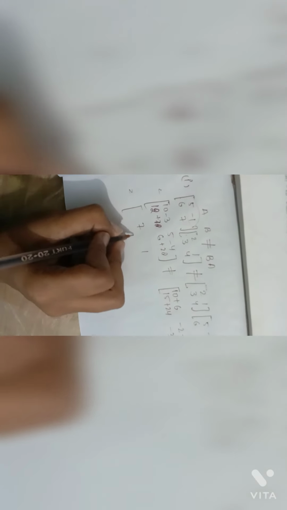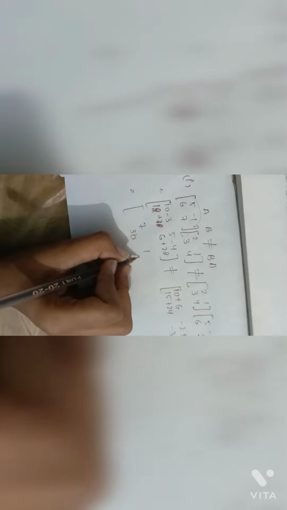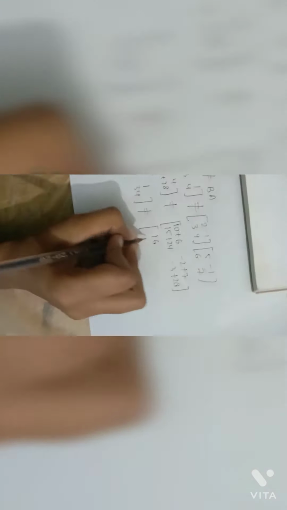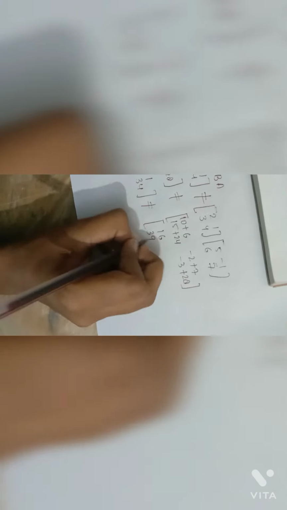2 into 5 is 10 plus 6, minus 2 plus 7, 15 plus 24, minus 3 plus 28. So 10 minus 3 is 7, 20 plus 30, 4, 34, which is not equal to 7 and 25, 28 minus 3 is 25, hence proved. The second part also we have to do with the same method. So I'll move to question number 15.